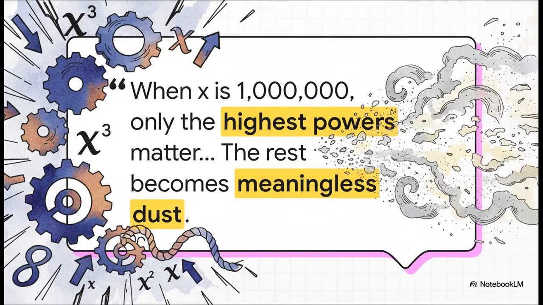Okay, but why does this actually work? Is it just some weird math magic? Not at all. Here's the key. When x is a huge number, I'm talking a million, a billion, whatever, the terms with the highest exponents have all the power. They do all the heavy lifting. Everything else, all the smaller terms, they just become, as the source material perfectly says, meaningless dust. You only need to focus on the strongest players in that tug of war.